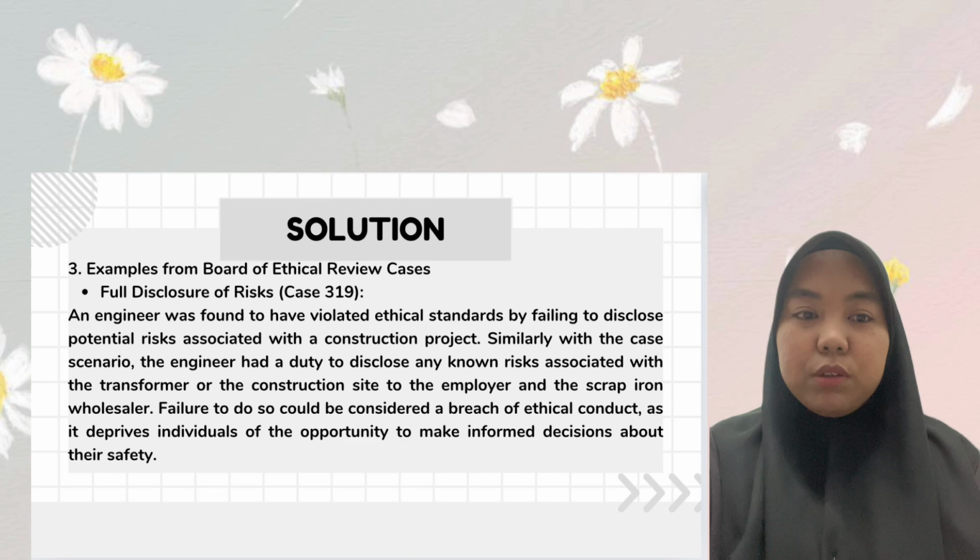Lastly, for case number 1, an example from Board of Ethical Review cases, which is full disclosure of risk, case 319. An engineer was found to have violated ethical standards by failing to disclose potential risks associated with a construction project. Similarly, with the case scenario, the engineer had a duty to disclose any known risks associated with the transformer or the construction site to the employer and the scrap iron wholesaler. Failure to do so could be considered a breach of ethical conduct as it deprives individuals of the opportunity to make informed decisions about their safety.